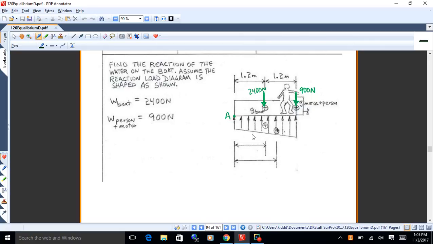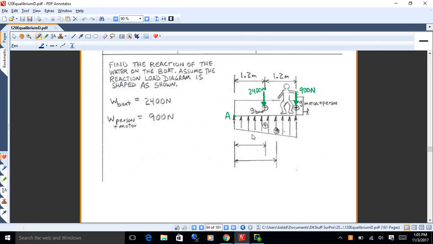And so what we want to do is find the reaction of the water on the boat. And we're going to assume that it's a load diagram as shown. It's a trapezoidal load diagram. So let's get this figured up here.